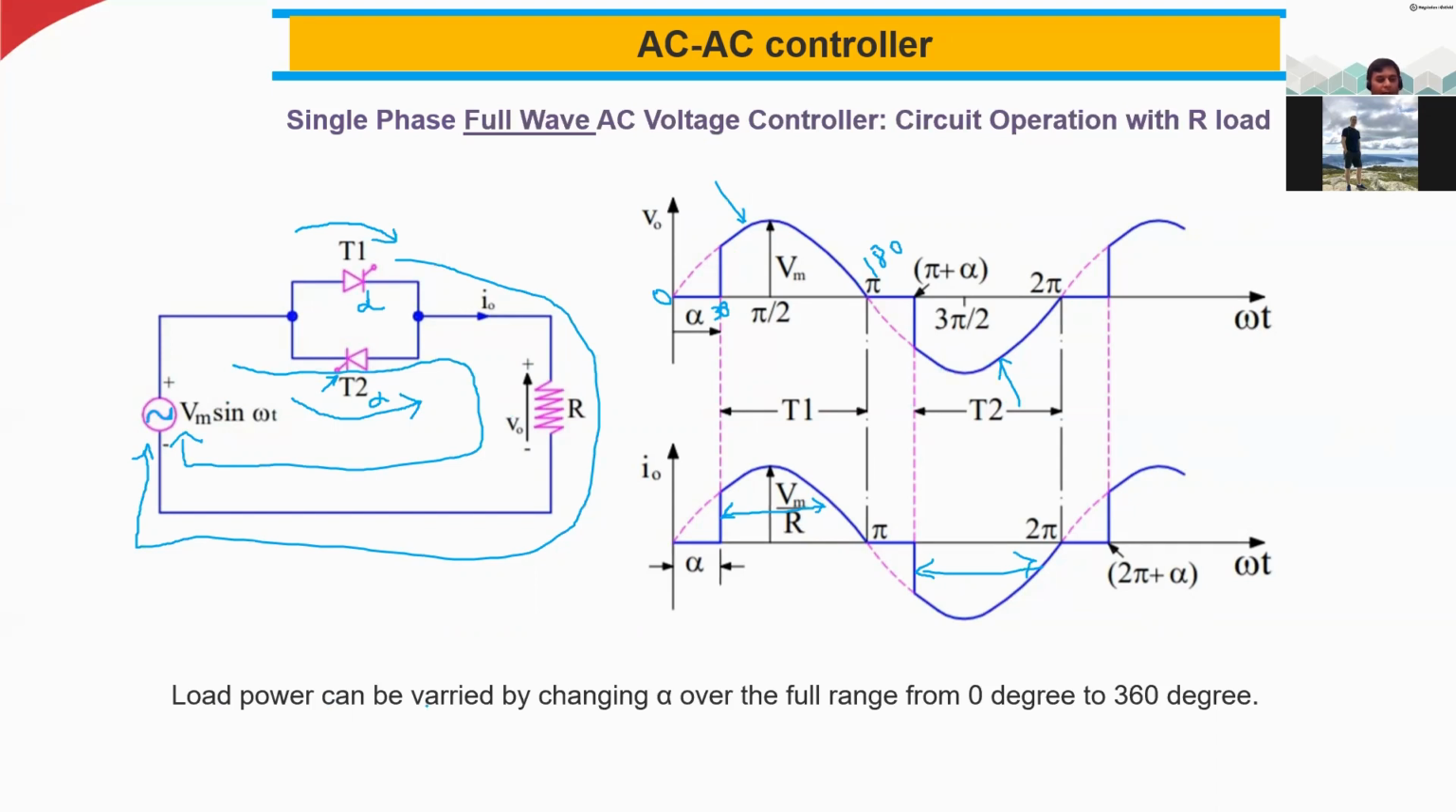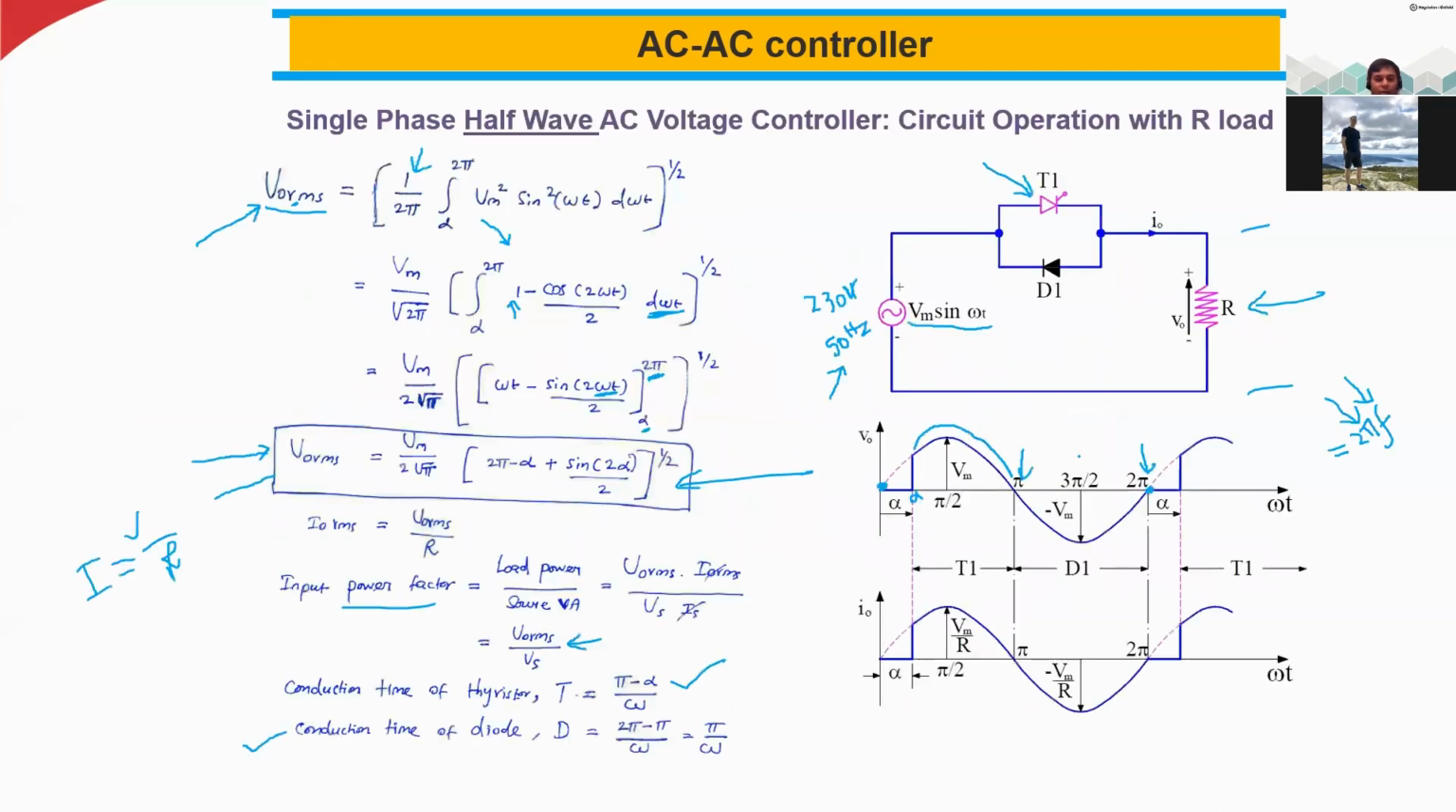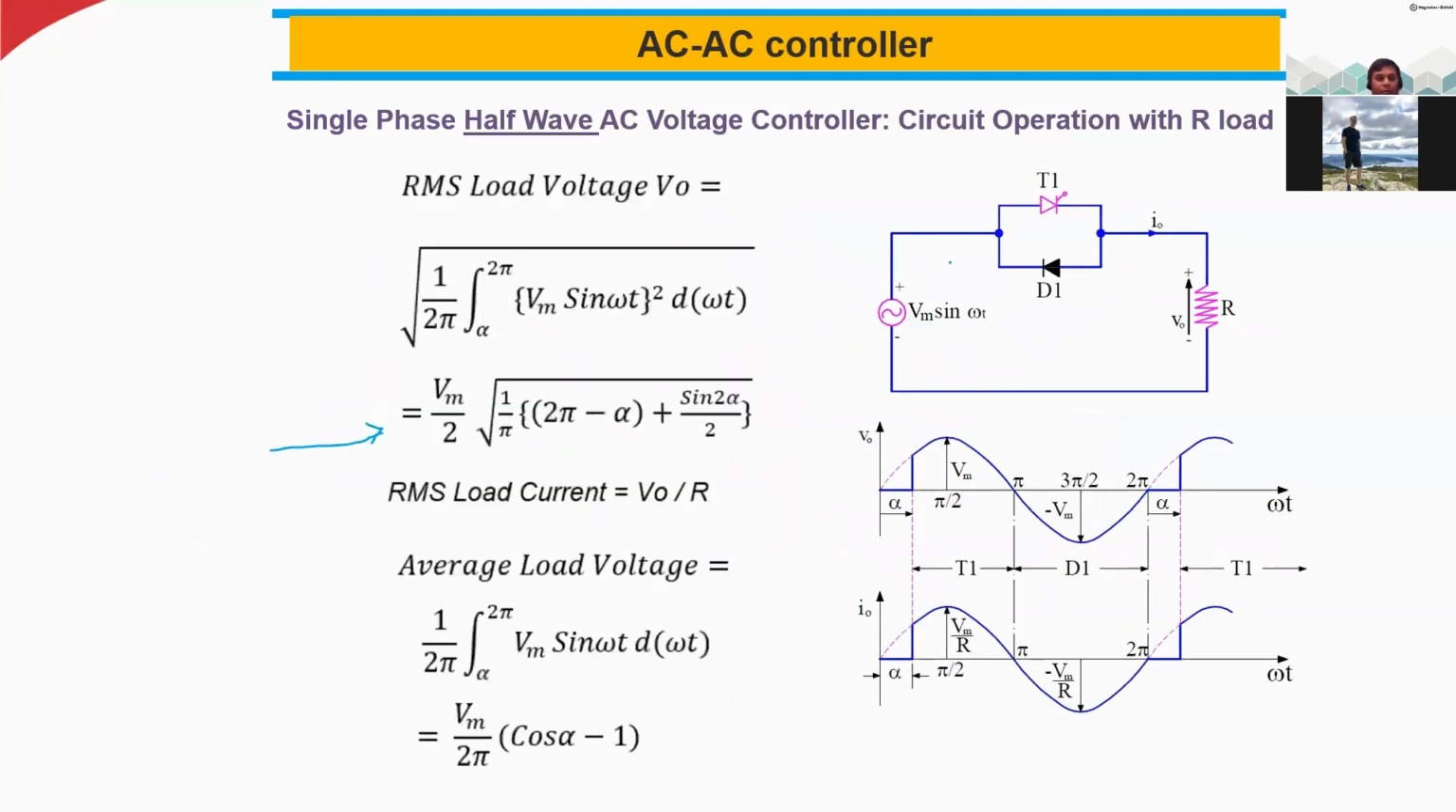Okay, so load power can be varied by changing alpha over the full range from 0 degrees to 360 degrees. In the previous circuit, we had control only in the first 0 to pi, 0 to 180 degrees. But in this circuit, we have control over the entire cycle, the full wave, for example from 0 to 360 degrees. That's why we call this a full wave AC voltage controller. So finally, if you take the average, of course you will get a much lesser value than the previous circuit. Here you are controlling only the positive side, the negative side is the same because of the diode.